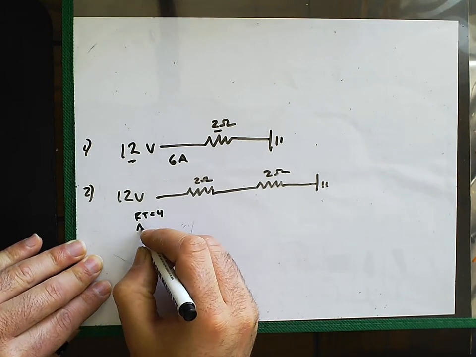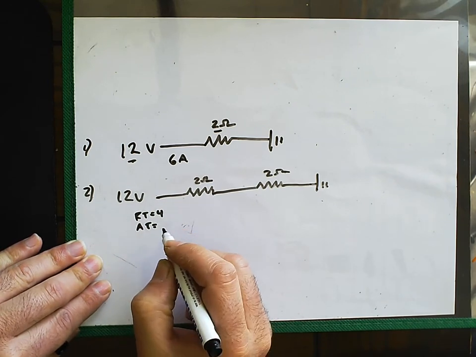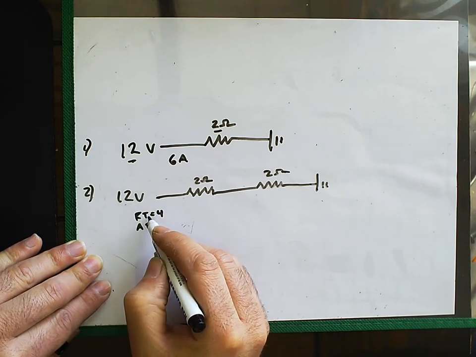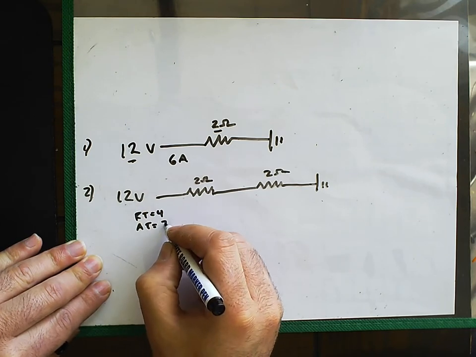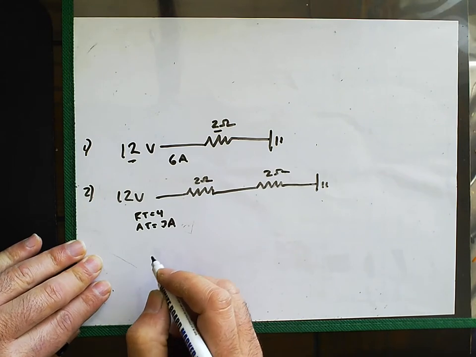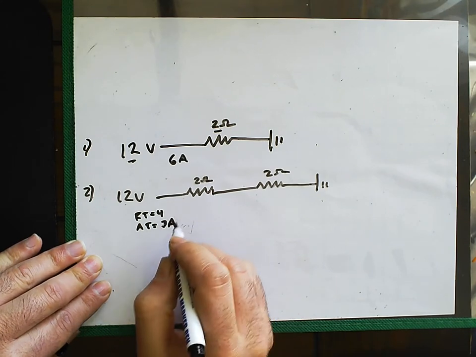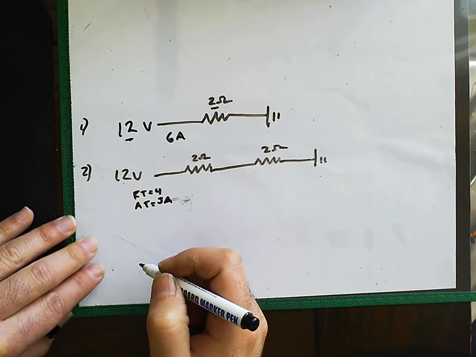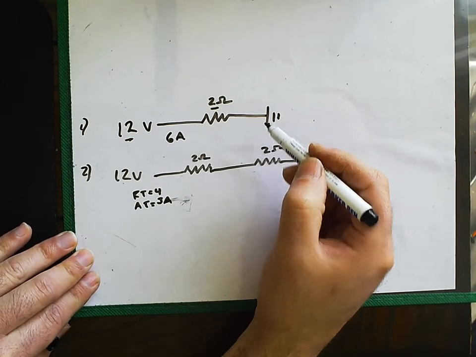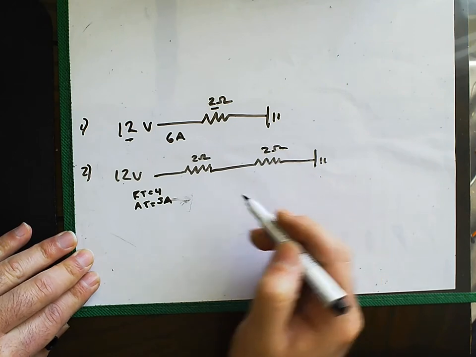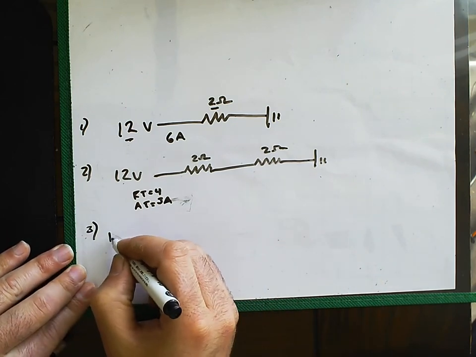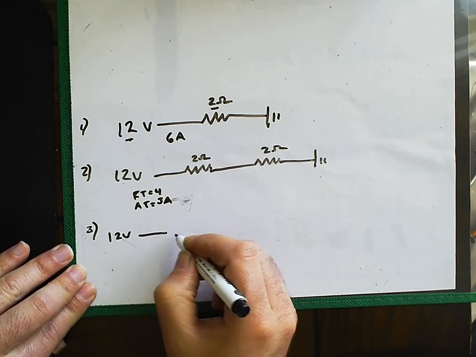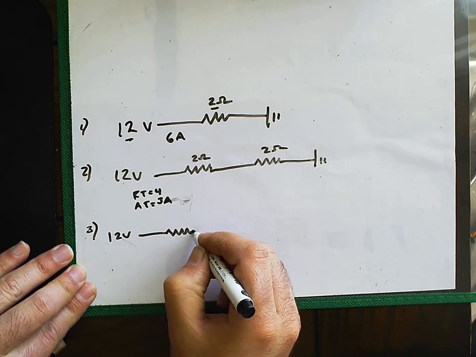Amperage total, AT, is equal to voltage divided by resistance, 3 amps. Okay, 3 amps. Let me clean that up a little bit. So now we did a series circuit with one load. We've done a series circuit with 2 loads. Now we're going to do a series circuit with 3 loads, but we're going to add voltage drops.